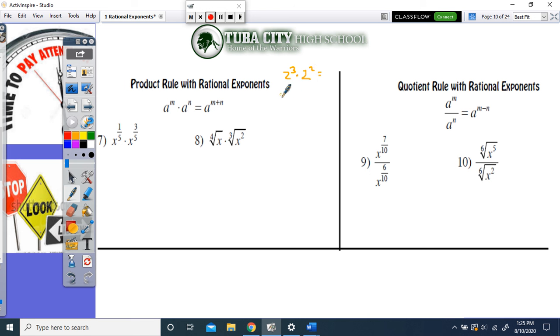So 2 to the third power is 8 because it's 2 times 2 times 2, which is 4 times 2. And we have 2 times 2, which is 4. So 8 times 4 is 32. Now, if we were to break 32 down into a base 2 number, so a number with an exponent but a base of 2, it would be 2 to the 5th. So 2 plus 3 is 5, and 2 to the 5th power is 32.